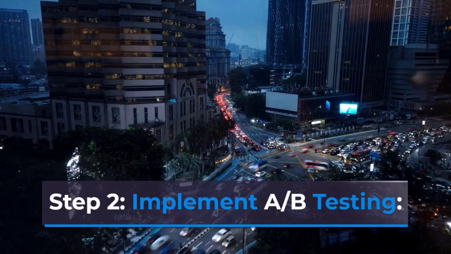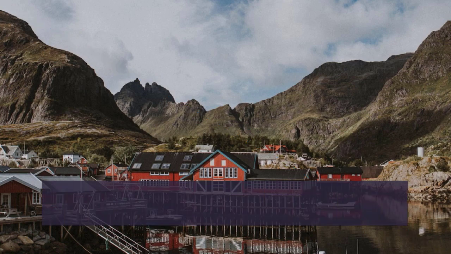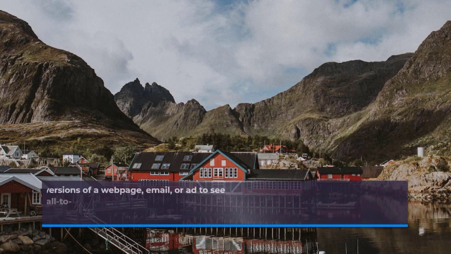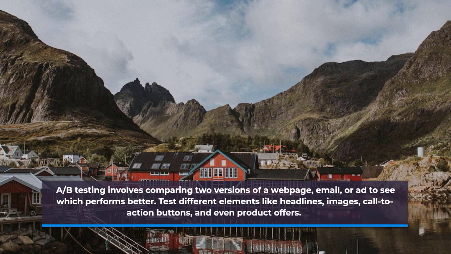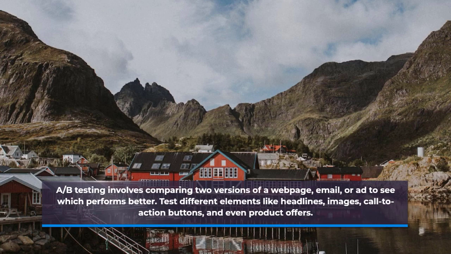Step 2. Implement A and B testing. A and B testing involves comparing 2 versions of a web page, email, or ad to see which performs better. Test different elements like headlines, images, call to action buttons, and even product offers.